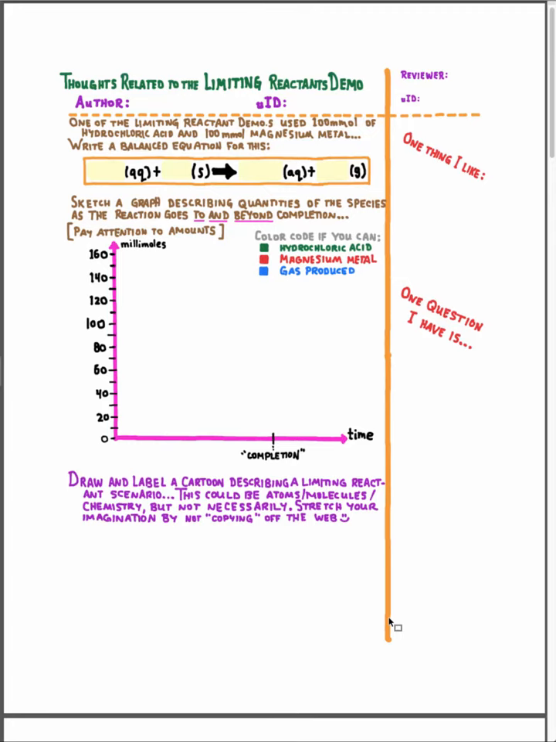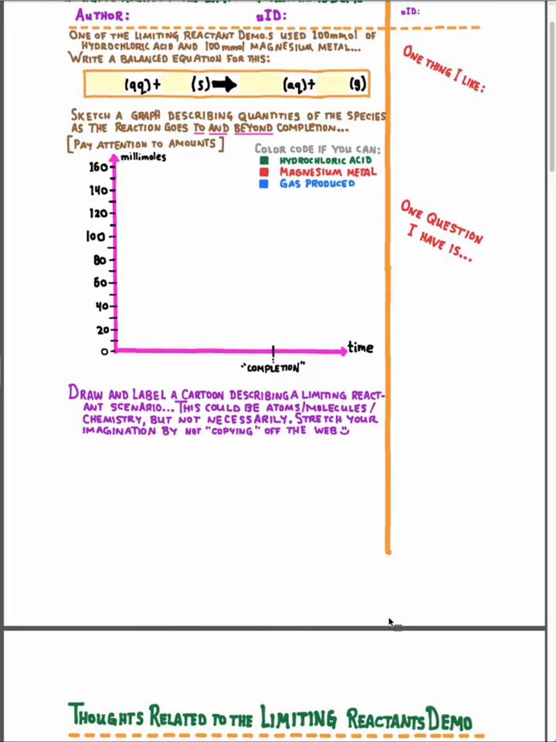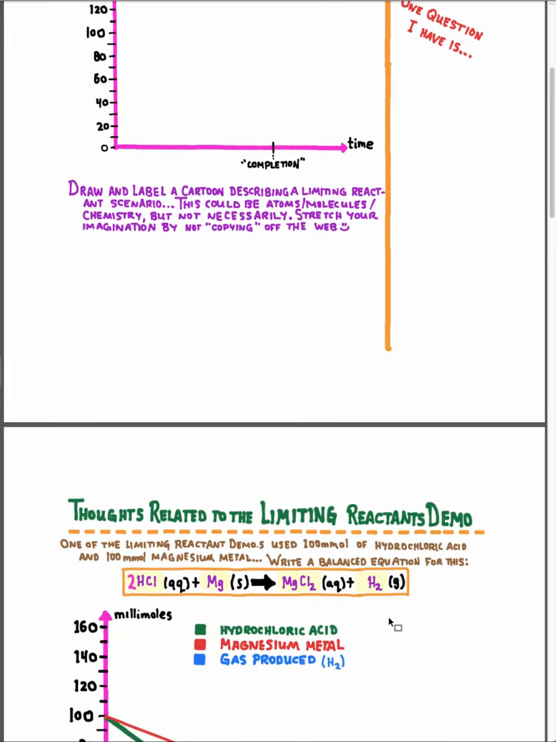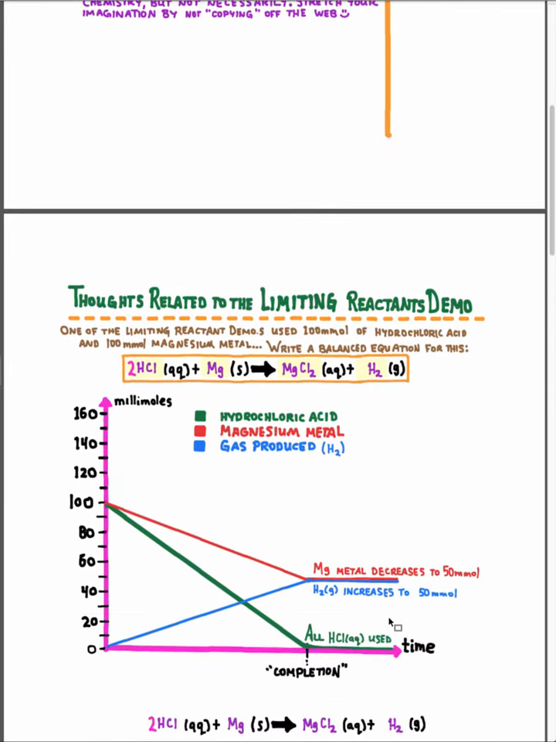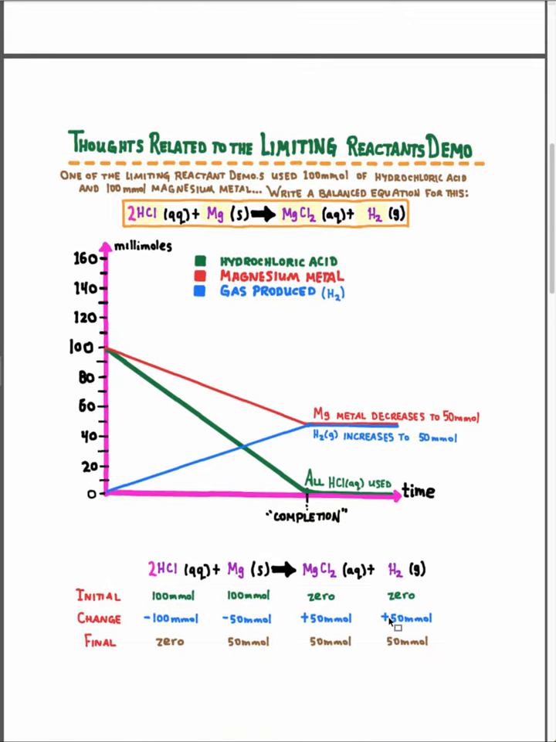To see what my version of one possible answer set might be for this writing assignment. We're thinking about limiting reactants and mixing a certain amount of magnesium metal with hydrochloric acid. I think one of the most helpful tools in limiting reactant questions is to simply think about the number of moles of this and the number of moles of that.